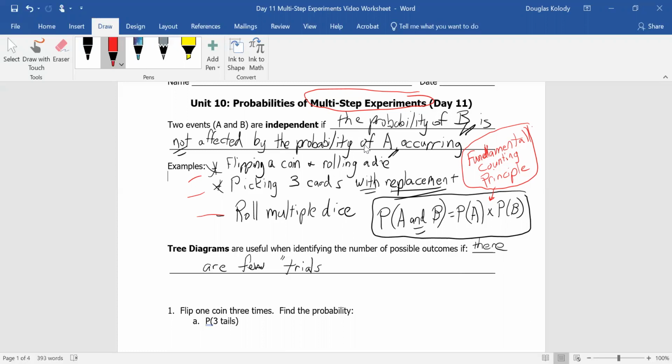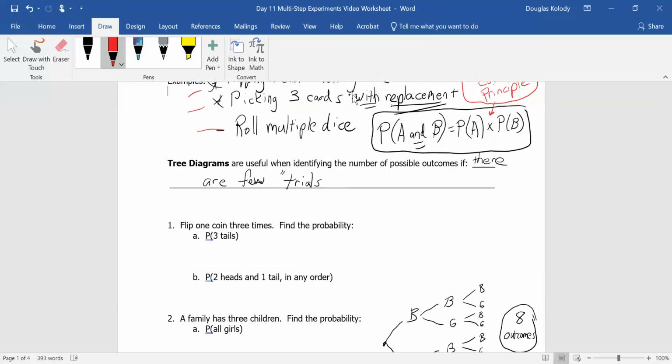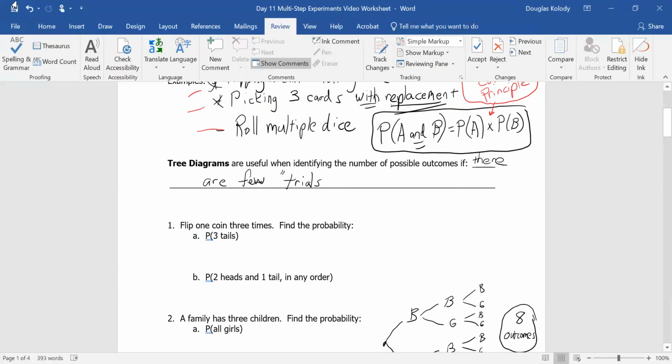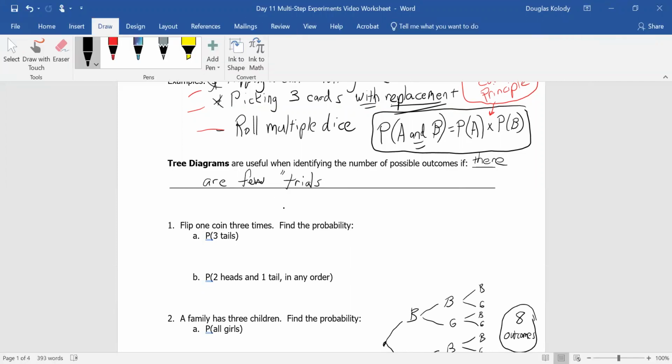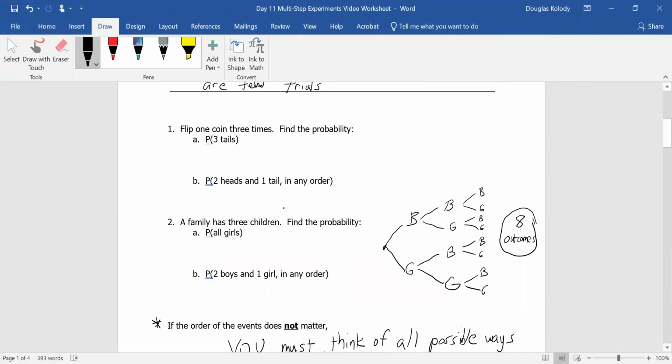And independent events means that things are being done with replacement. We'll explain that later. First, a few visual ways to see these events occurring. One is with a tree diagram. Okay, so let's go to example one. It says flip a coin 3 times. All right, let me start here with what a tree diagram is.